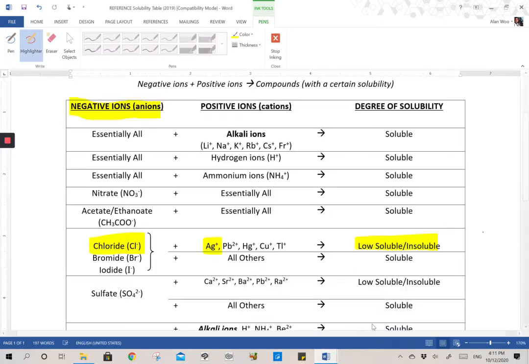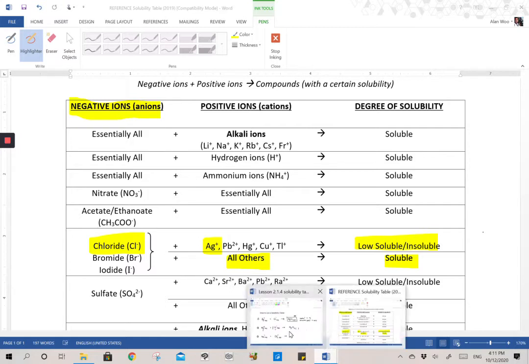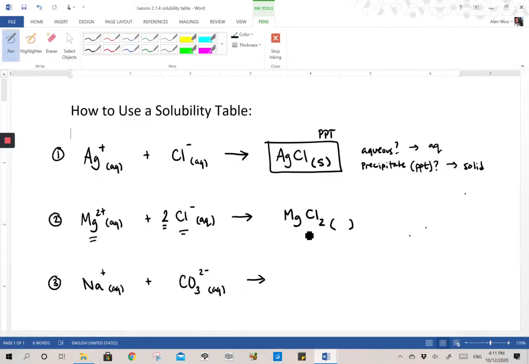So when we go back to this one here, okay, chlorine and magnesium, okay, magnesium doesn't fit in with any of the 5 that are shown at the top. So magnesium is under all others. And because it's under all others, the combination between chlorine and magnesium will be soluble. So if that's true, then magnesium and chlorine will be aqueous, okay? Meaning that this substance is dissolvable. Okay, and it does not form a precipitate.